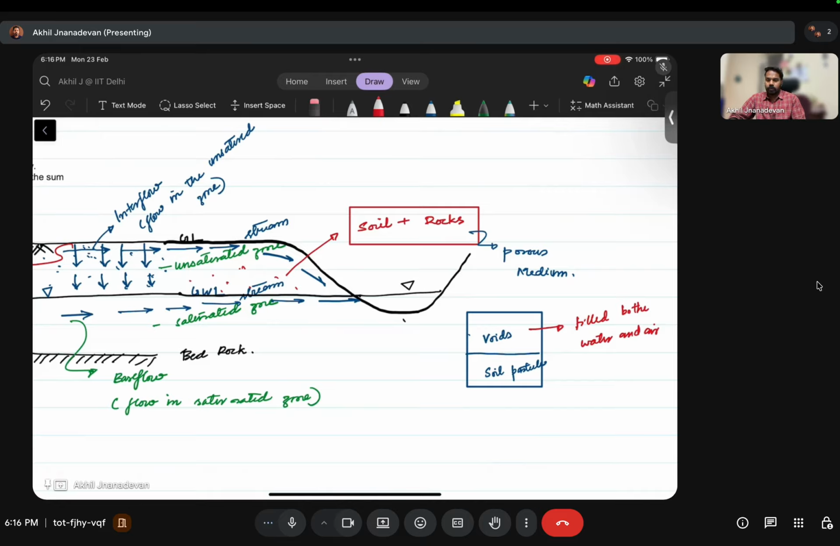So we will be trying to model the interflow, right? In this particular syllabus, we will be only modeling the interflow, how the flow takes place through an unsaturated medium, not a saturated medium, where the voids will be having both air and water. That particular thing we will be modeling in this particular lecture. Okay.